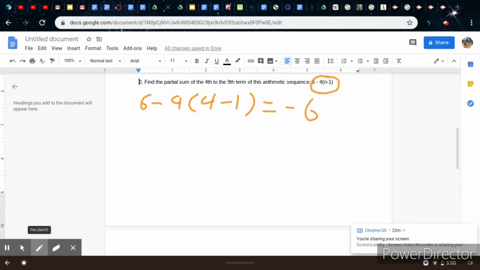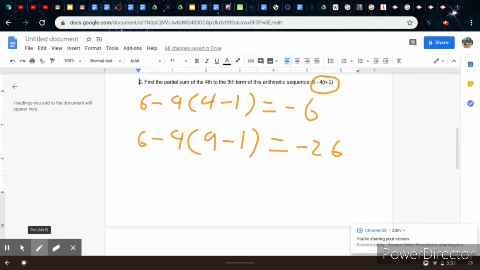So now let's find the ninth term. We just plug 9 into n this time. So we have 6 minus 4 times, now it's 9, so it'll be 9 minus 1. 9 minus 1 is 8. 8 times 4 is 32. 6 minus 32 equals negative 26. So now we know the values of a1 and an.